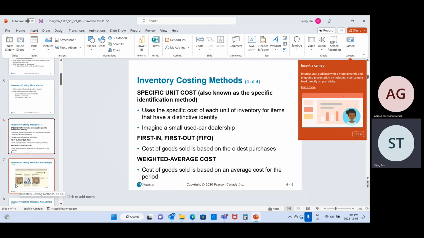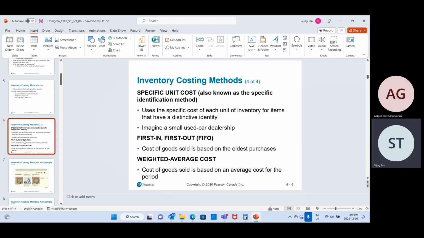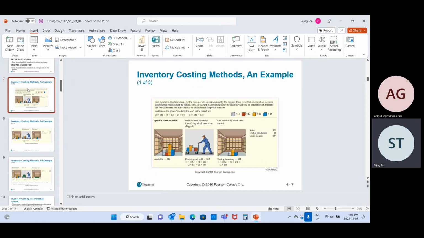And first in, first out. First in, first out is cost of goods sold based on the oldest purchase. So whenever the product comes in earliest, it's always sold first. Okay, so coming first, sell first. Weighted average. Weighted average is the example I was giving. So first month, second month, third month, there's coming in and going out. Every time there's a new purchase, we need to recalculate the average cost for the period. There are going to be examples to explain each of them.